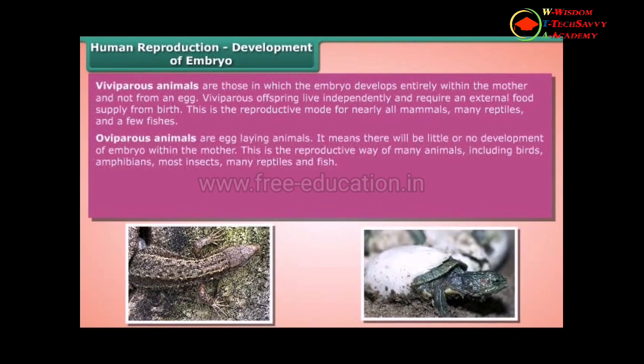Oviparous animals are egg-laying animals. It means there will be little or no development of embryo within the mother. This is the reproductive way of many animals, including birds, amphibians, most insects, many reptiles, and fish.